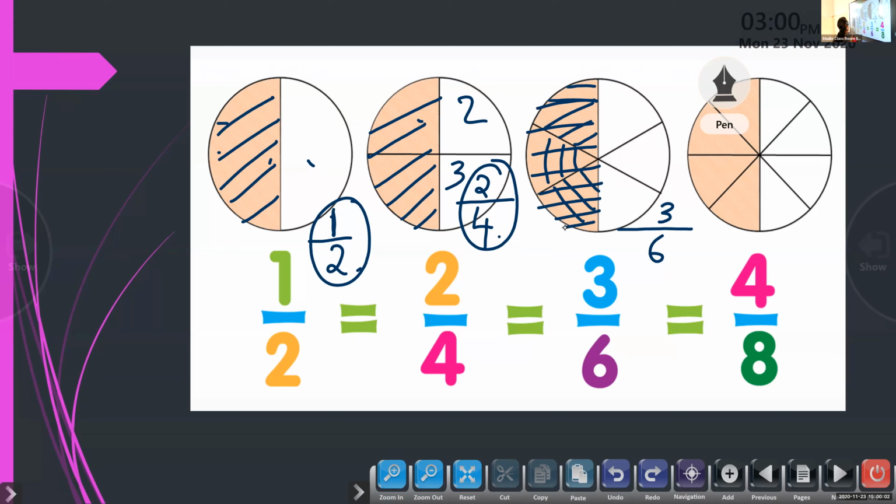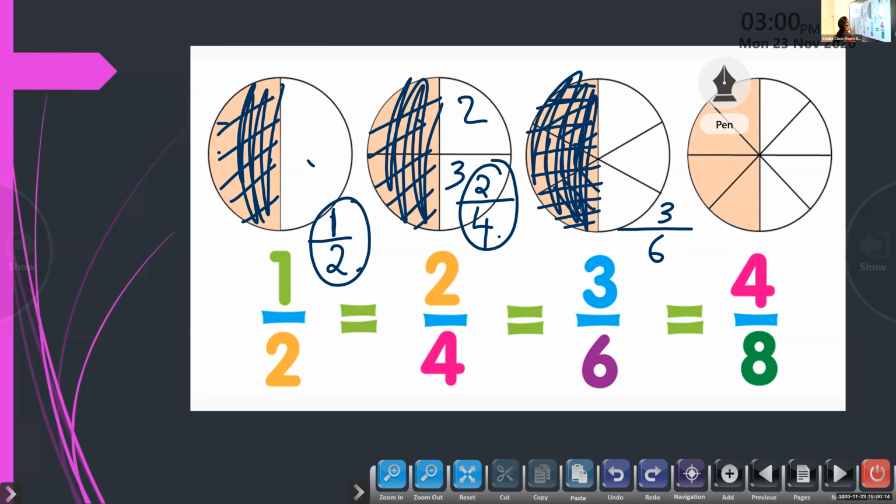Yes. So look at the picture. We can understand they are equal. Here we can see this much part, and 2 by 4 also this much part. 3 by 6 also the same amount. So all these are equivalent fractions.